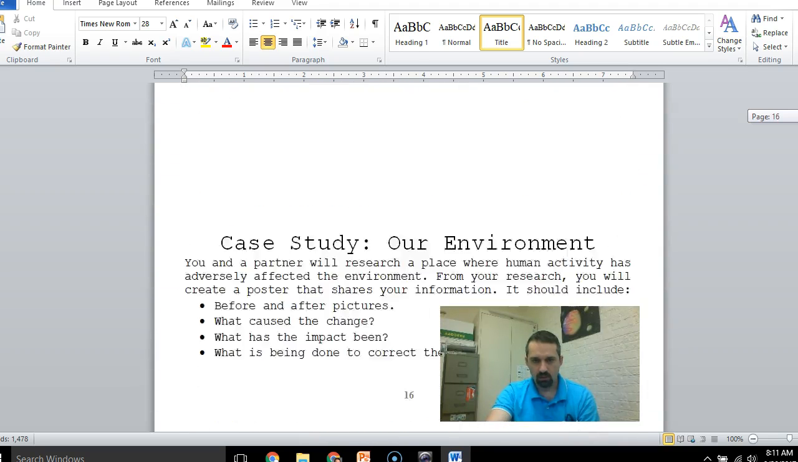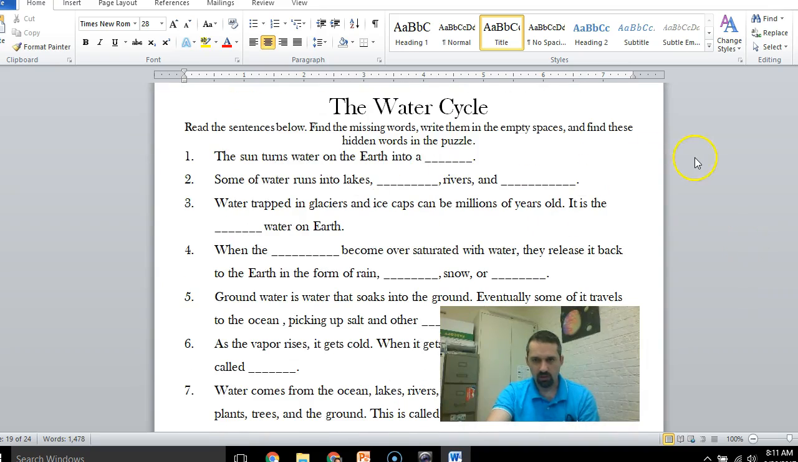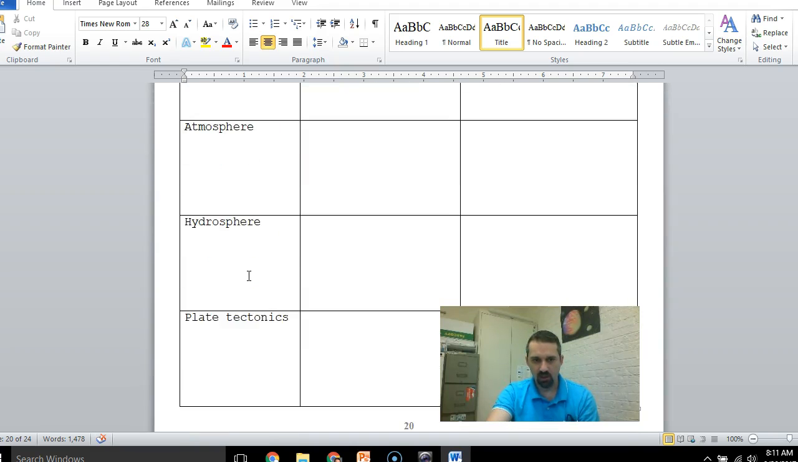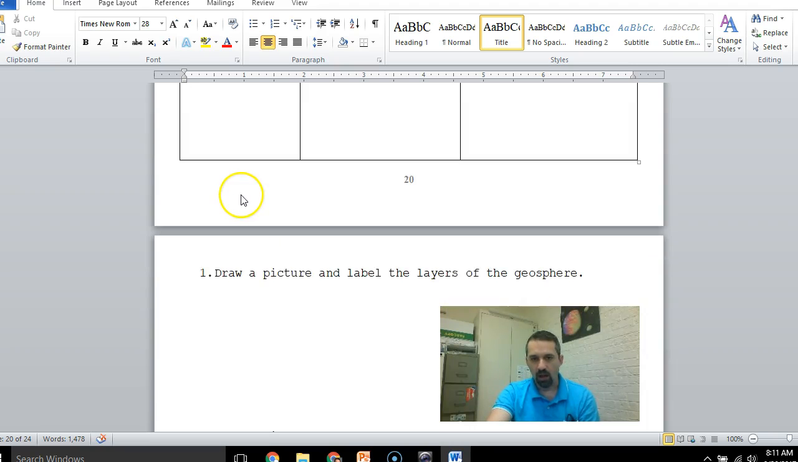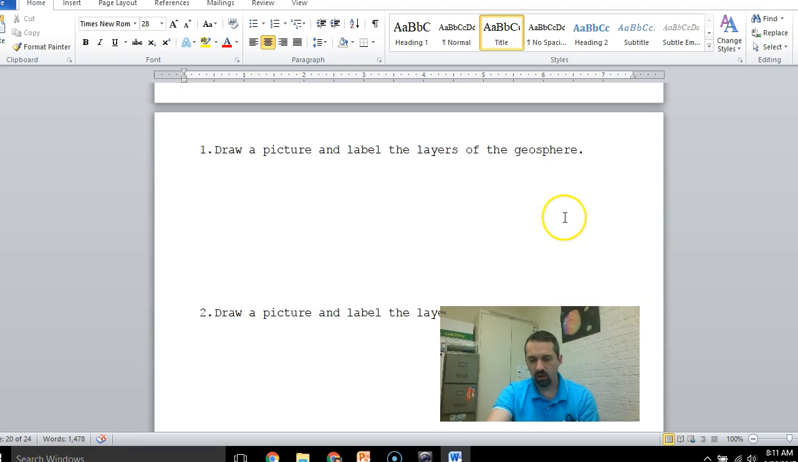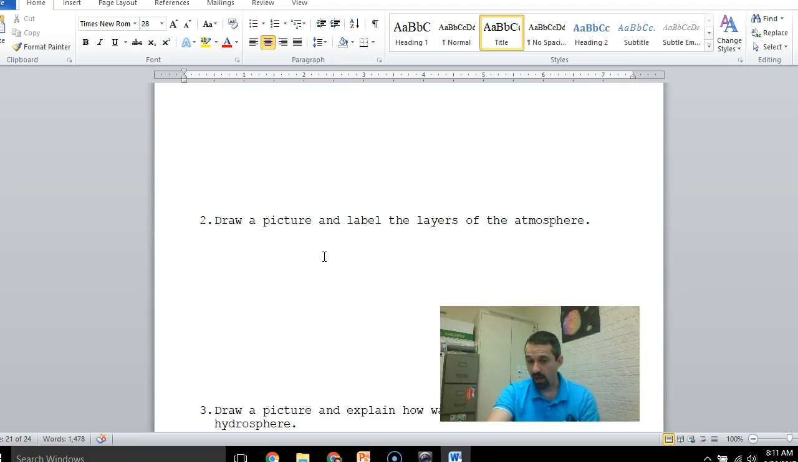What workbook pages do you guys need to work on? You need to do environmental practice 4. You should have already done the water cycle. Okay, we've got vocabulary: feedback loop, geosphere, biosphere, atmosphere, hydrosphere, plate tectonics. And then you need to draw a picture and label the layers of the geosphere. So just draw a picture of the inside of the Earth with all the different layers talked about in the notes. Draw a picture and label the layers of the atmosphere. I would look in your book for that. I'm sure it's in there.